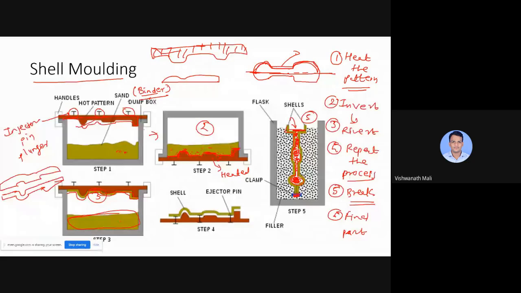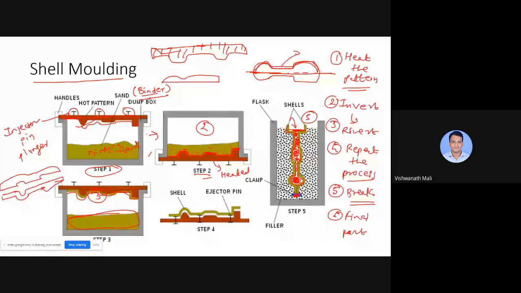Then here you can see in this first step, there is sand which contains binder, plus sand, and our pattern is heated. This is our hot pattern. What we do in the second step, we invert this system.